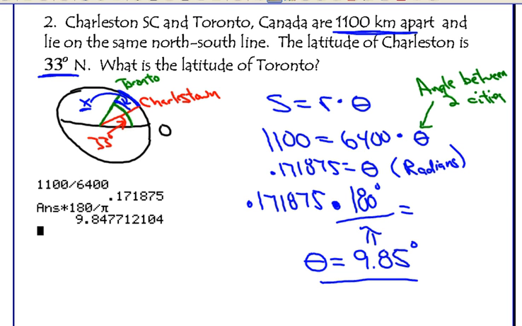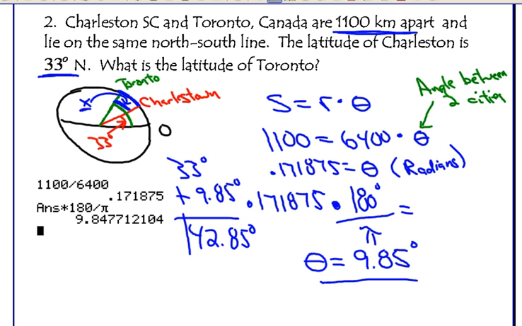Okay, what do we find? Right here, the angle in between the two cities. Because Toronto is further north than Charleston, we take our 33 degrees and add on the 9.85 degrees. And it looks like the latitude for Toronto is 42.85 degrees. And that completes the first part of our problems.